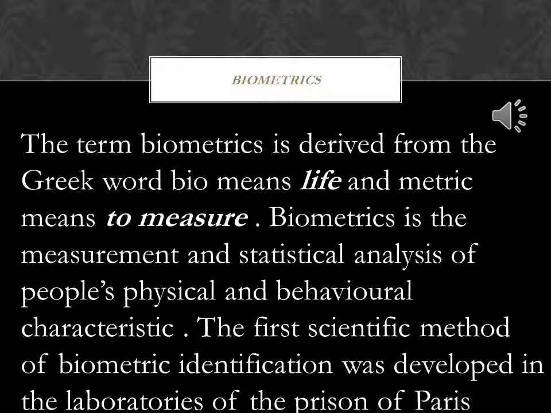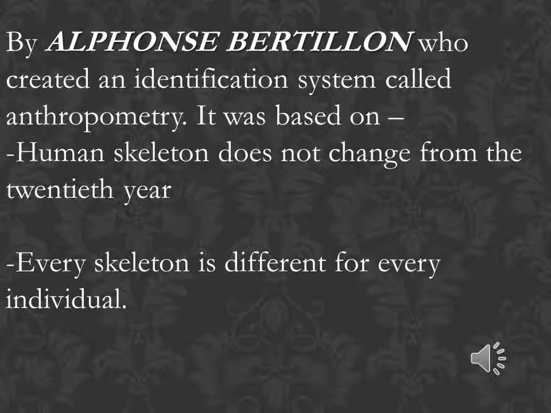The first scientific method of biometric identification was developed in the laboratories of the prison of Paris by Alphonse, who created an identification system called anthropometry. It was based on the fact that the human skeleton does not change from the 20th year. Every skeleton is different for every individual.